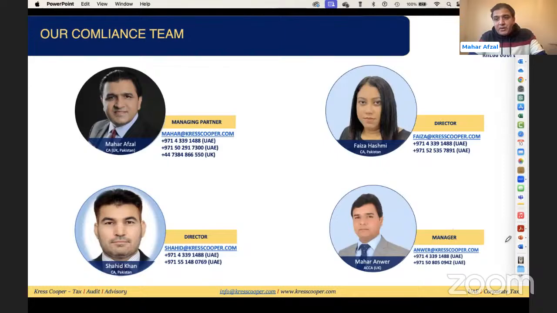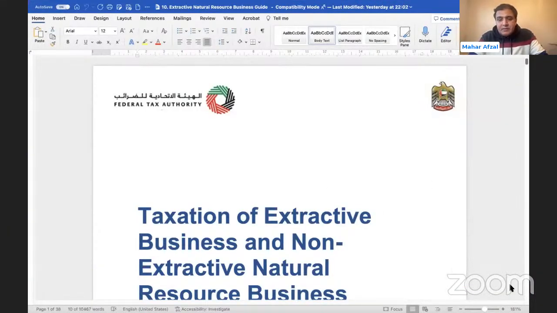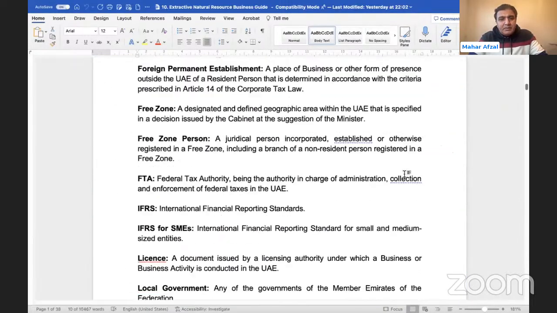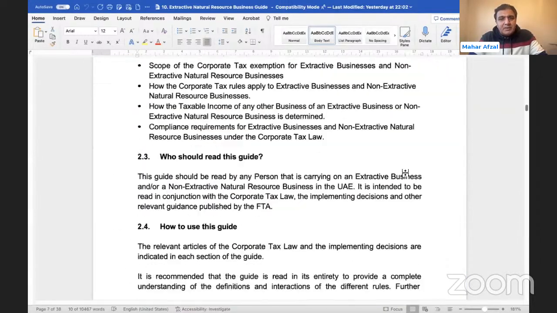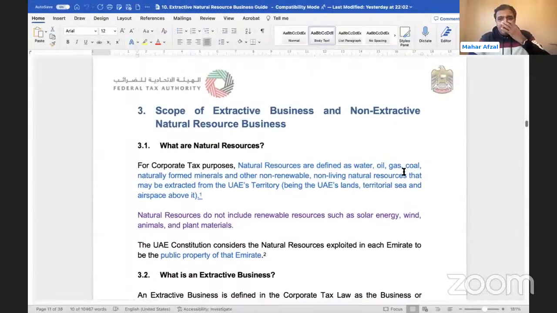So going back to the guide, we'll discuss whatever we have discussed here. We'll go through the guide very quickly. In the guide, I have highlighted some areas. This is basically where we are starting from.